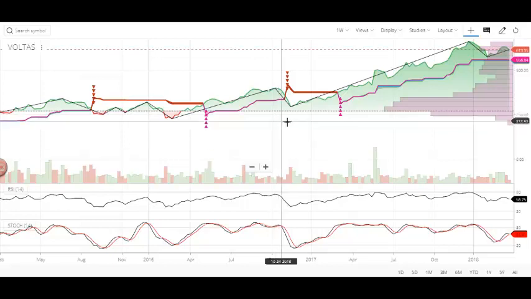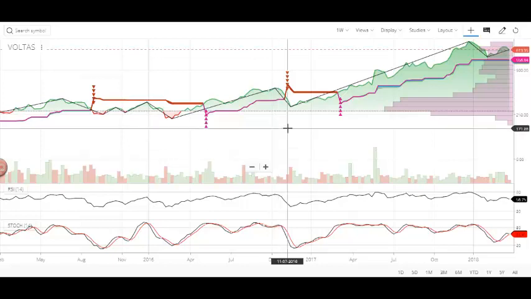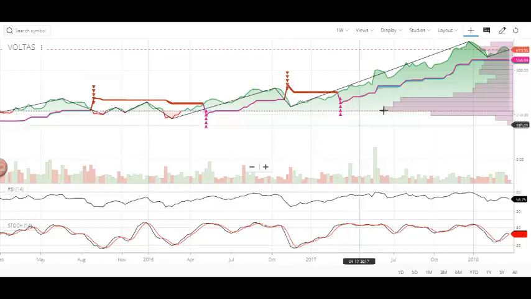Now coming to the stock. So how is Voltas faring? In the initial glance itself, as per the weekly time frame, the trend is moving in the upward direction.